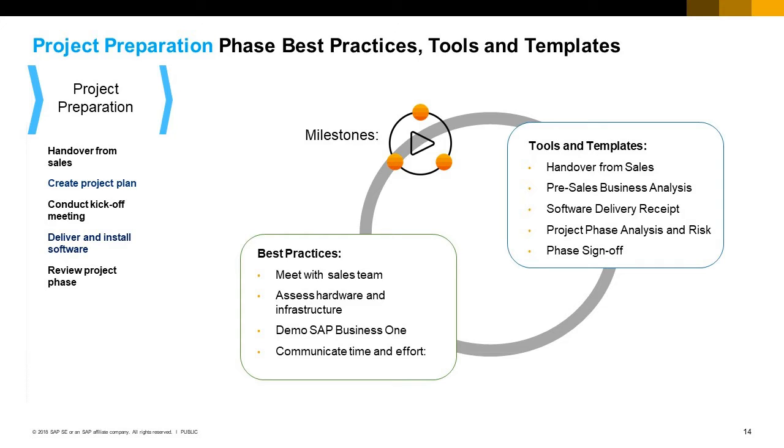miscommunicated or oversold. Assess the hardware and infrastructure at the customer. This includes the server, for on-premise, and the network and desktop infrastructure. Doing this early allows time for upgrades to be ordered.